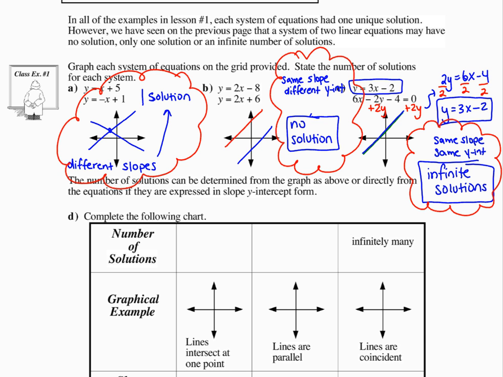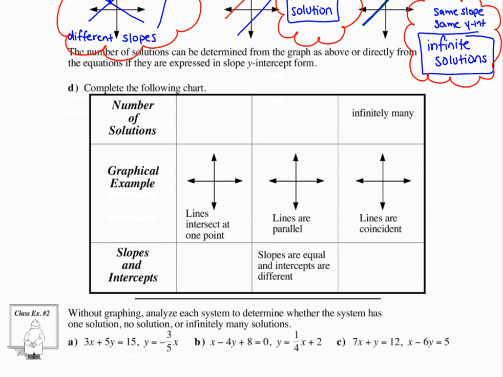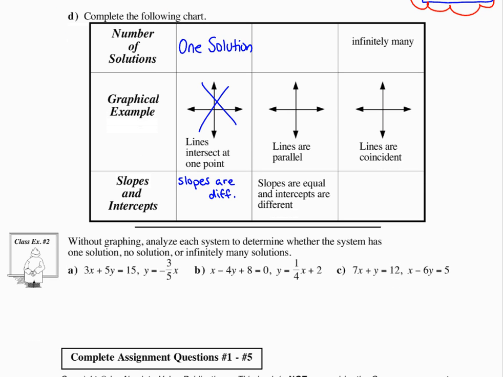We'll do a couple things, but really, okay, so if we have one solution, to do a little review, we have intersecting lines. Slopes are different. Does it matter about the y-intercept? No. So y-intercepts, doesn't matter. All that matters is as soon as the slopes are different, there's one solution.